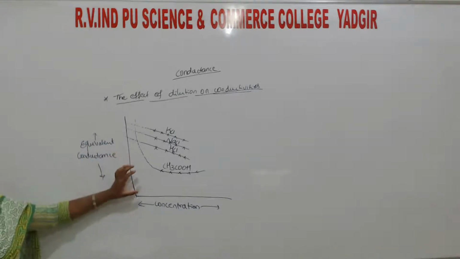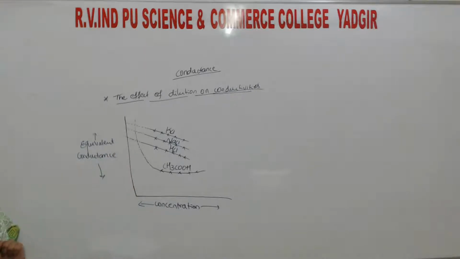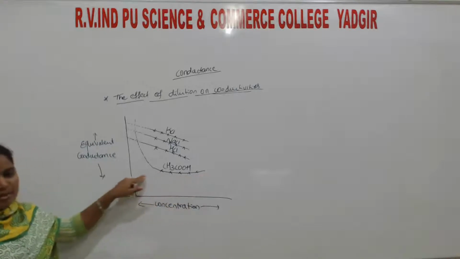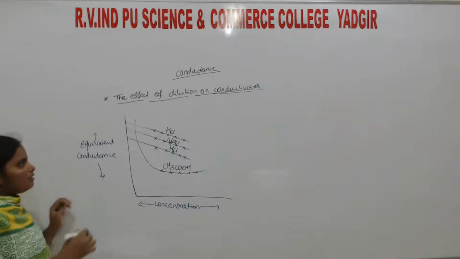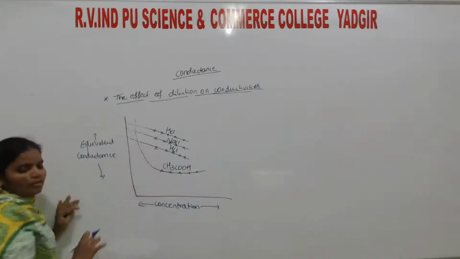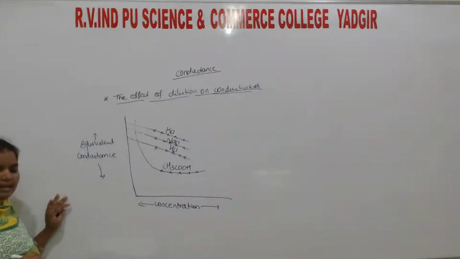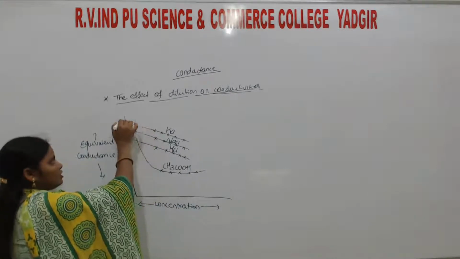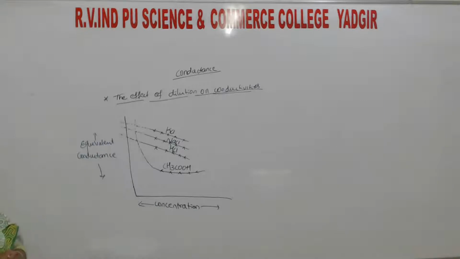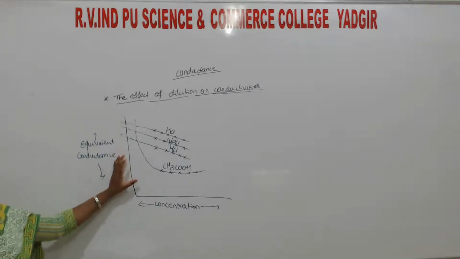In the case of strong electrolytes, there is a tendency to reach a limiting value. Strong electrolytes reach a limiting value of equivalent conductance at infinite dilution. Hence it reaches a limiting value of equivalent conductance at infinite dilution. See here, this is infinite dilution. For strong electrolytes the value is 398.